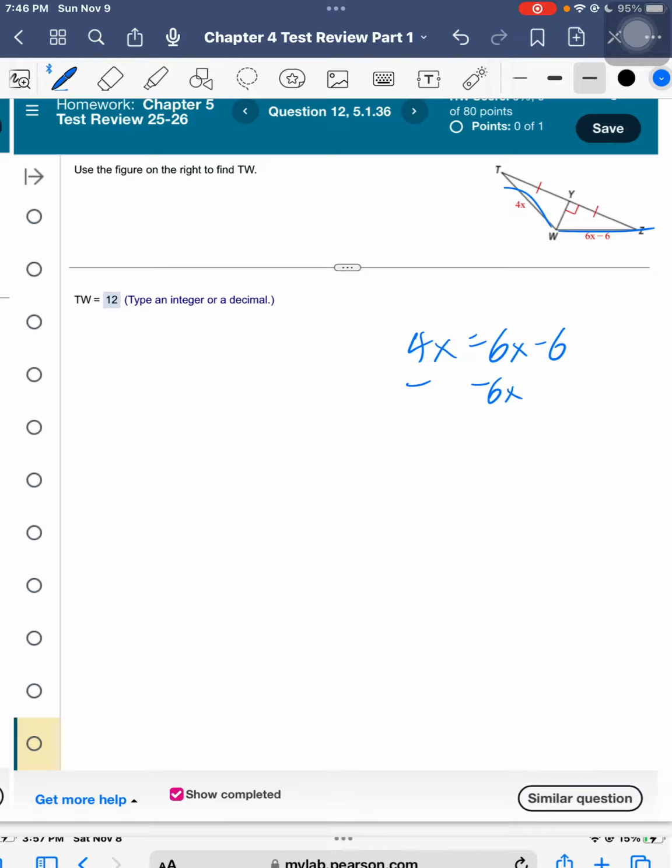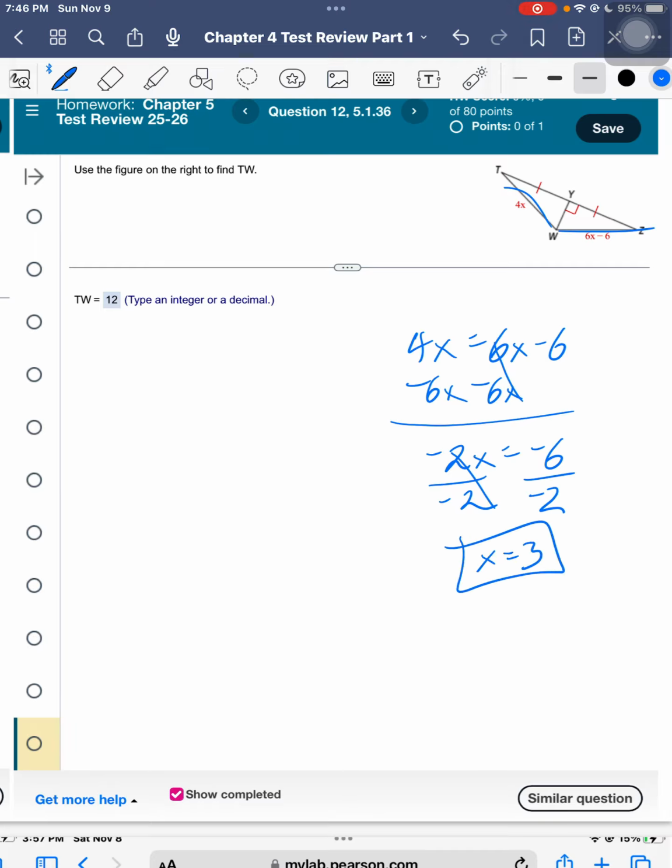So minus 6x, minus 6x. Negative 2x is equal to negative 6, divided by negative 2. X is equal to 3. So now, if x is equal to 3, they don't actually want x, they want TW. So I'm going to plug it into TW. What is 4 times 3? That is 12.